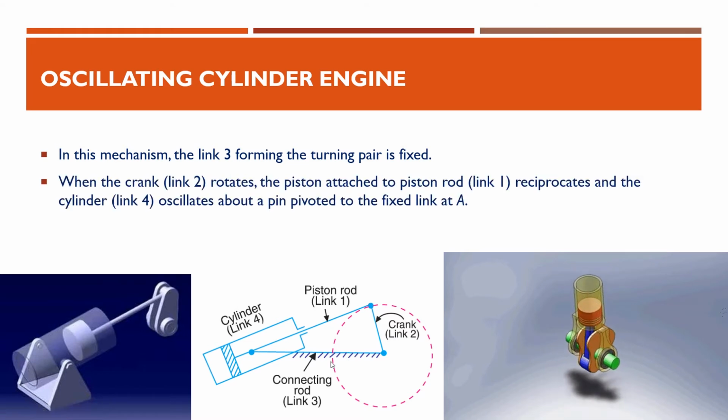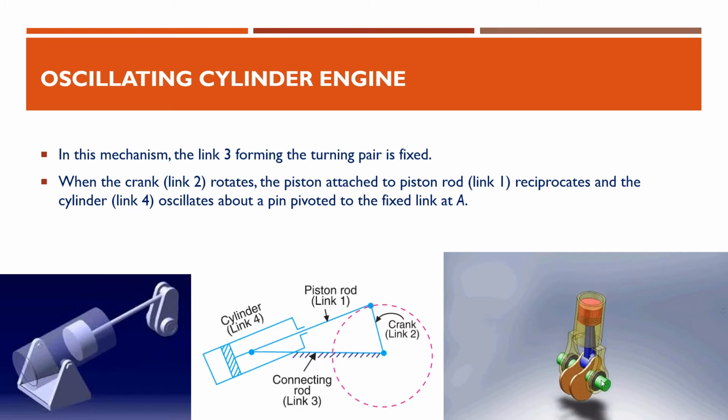When the crank rotates, this is the crank, the piston attached to the piston rod reciprocates, and the cylinder oscillates about a pin. The cylinder oscillates, that is why it is called the oscillating cylinder engine. So, you need to mention which one is fixed.